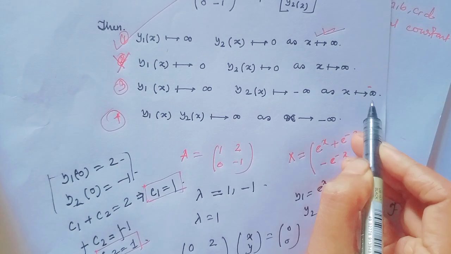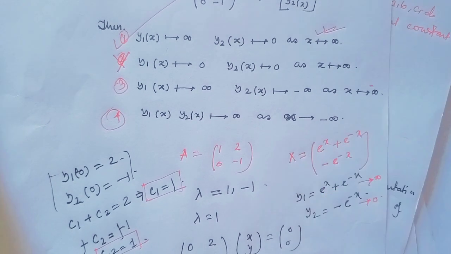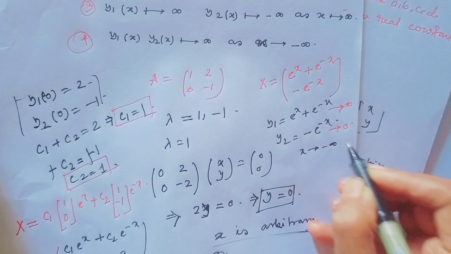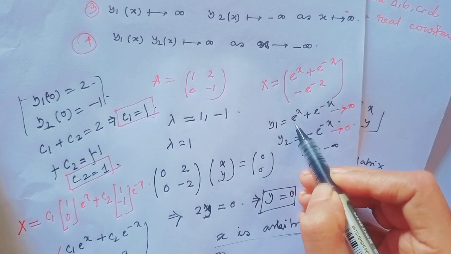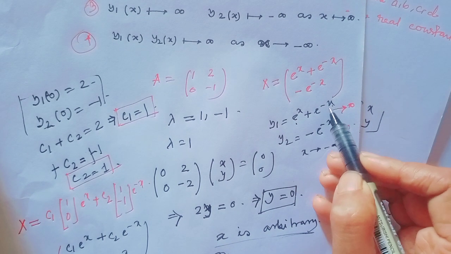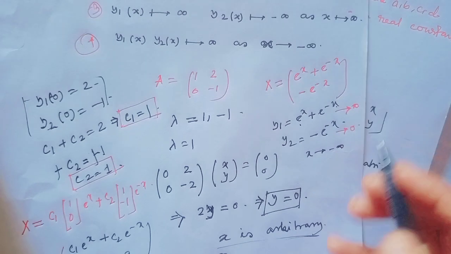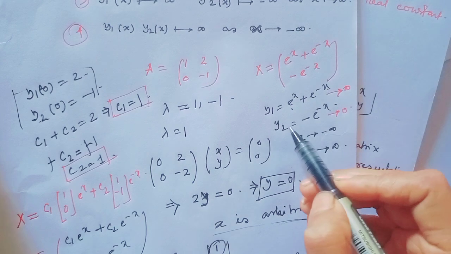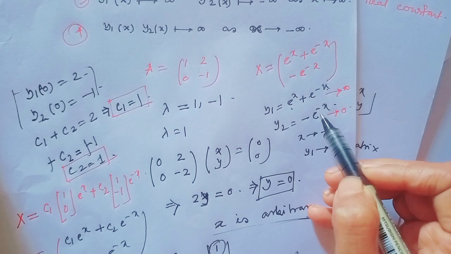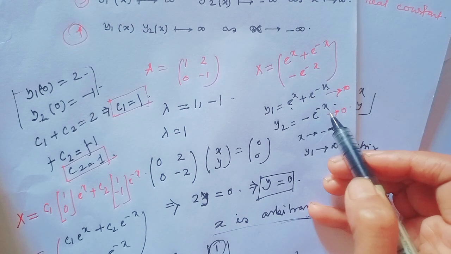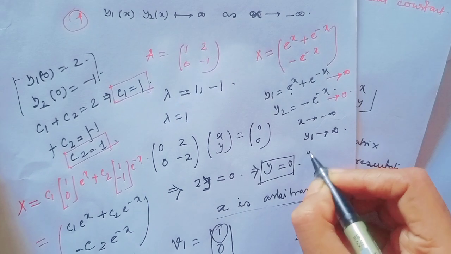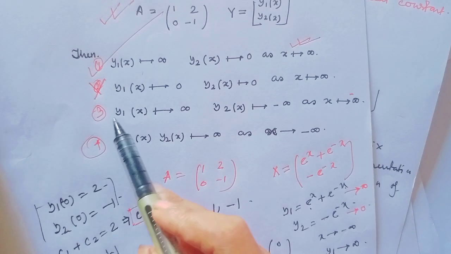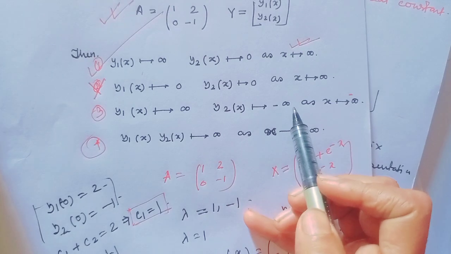Next, third, when x tends to minus infinity, this part would be 0 and this would be minus infinity, this tends to infinity. That means y1 tends to infinity, and y2 tends to, this would be e to the power plus infinity, here minus 1. That means y2 tends to minus infinity. So y1 tends to infinity, y2 tends to minus infinity.